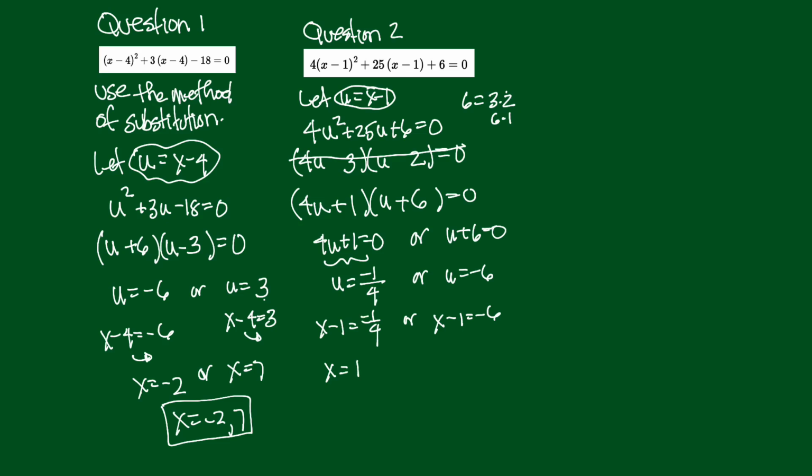This is a minus 1/4. I could have lost that minus sign. Minus 1/4. Okay, so x is equal to 3/4. Or, from here, I'll get x equals negative 6, add a 1, you get negative 5. Okay, so 3/4 and negative 5.